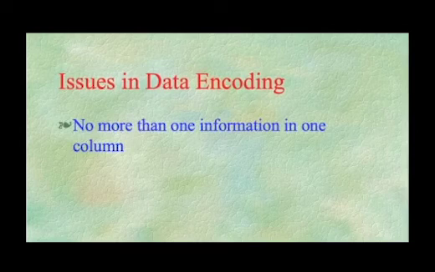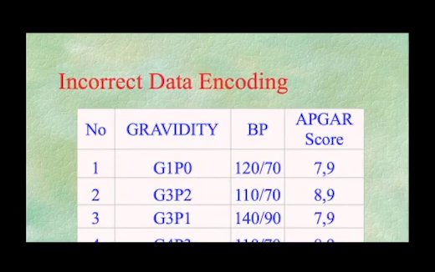Now, another rule: no more than one piece of information in one column. For example, this one, gravidity G1P0, is incorrect because you have two pieces of information here: gravidity and parity. And we told you that you don't put non-numeric characters. This one also is incorrect encoding. We have two pieces of information: the systolic and the diastolic.